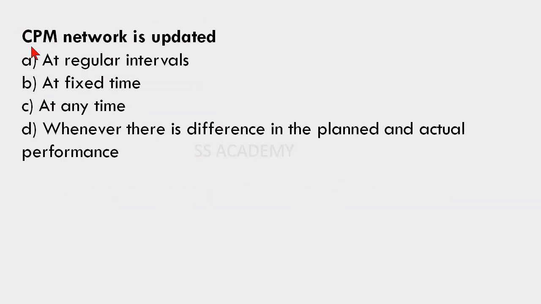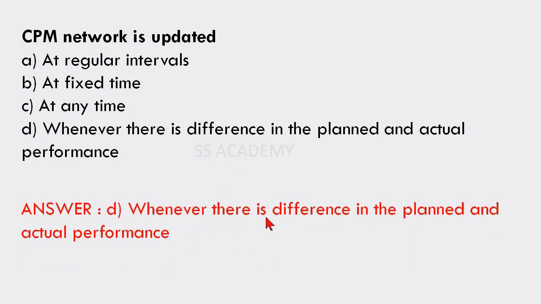Next question is, CPM network is updated at a regular interval, at fixed time, at any time, whenever there is a difference in planned and actual performance. The answer is whenever there is a difference in the planned and actual performance. The CPM network is updated whenever there is difference in the planned and actual performance.